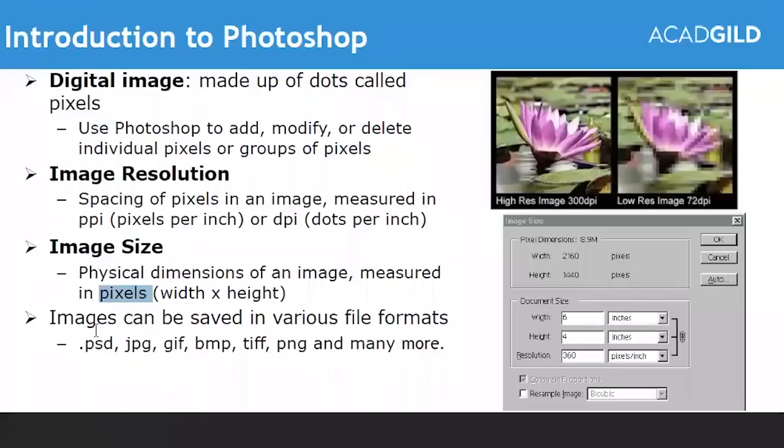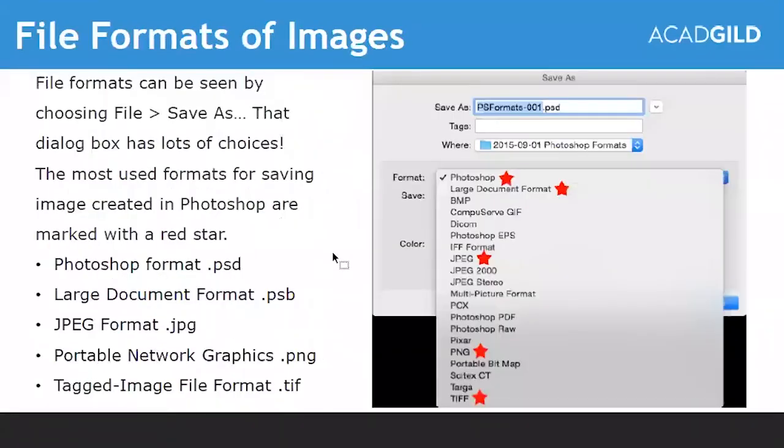Next, an image can be saved in various file formats. In Photoshop, you can save your image in different file formats like PSD, JPEG, GIF, BMP, TIFF, PNG, and many more. Targa is there, TIFF is there. There are so many formats. I will explain one by one. What is PSD? If I go to the next slide, you can see PSD is our Photoshop format. When you go to save your document, you will see the first option is Photoshop.